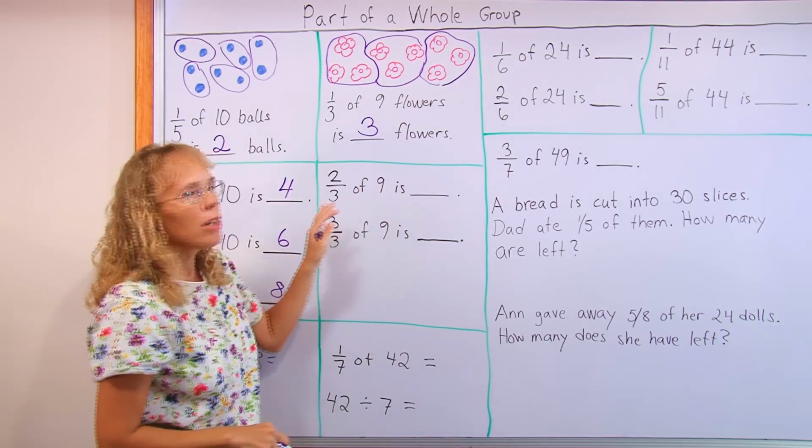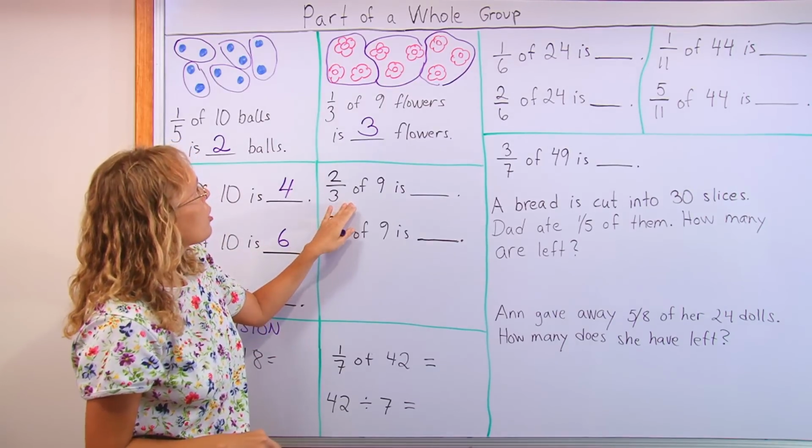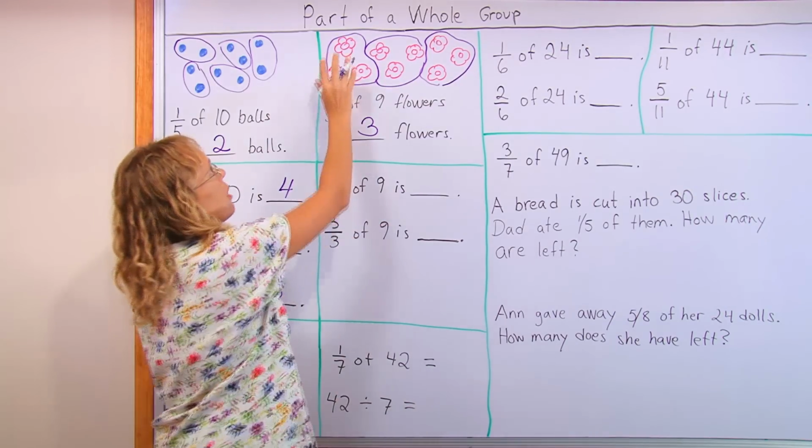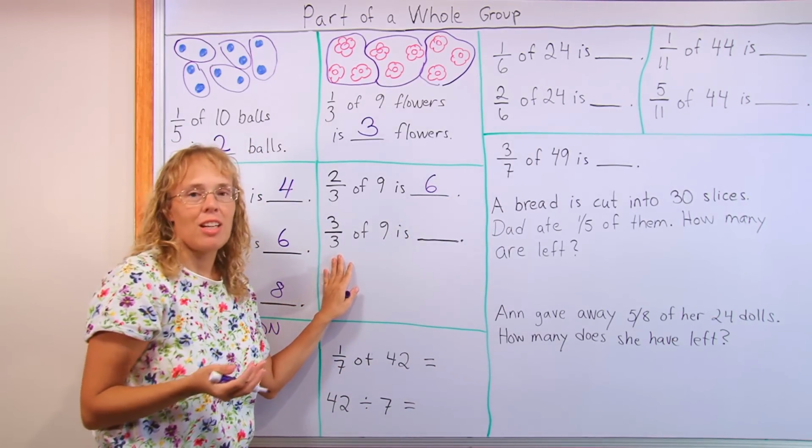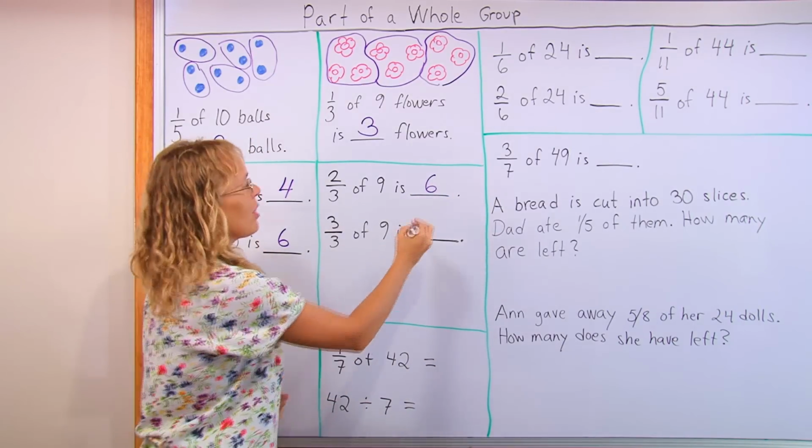Or with this problem we can continue too. We can look at 2/3 of the 9 flowers, this and this group, and get 6 flowers. Or 3/3 of the 9 flowers, which would be all of them, or 9 flowers.